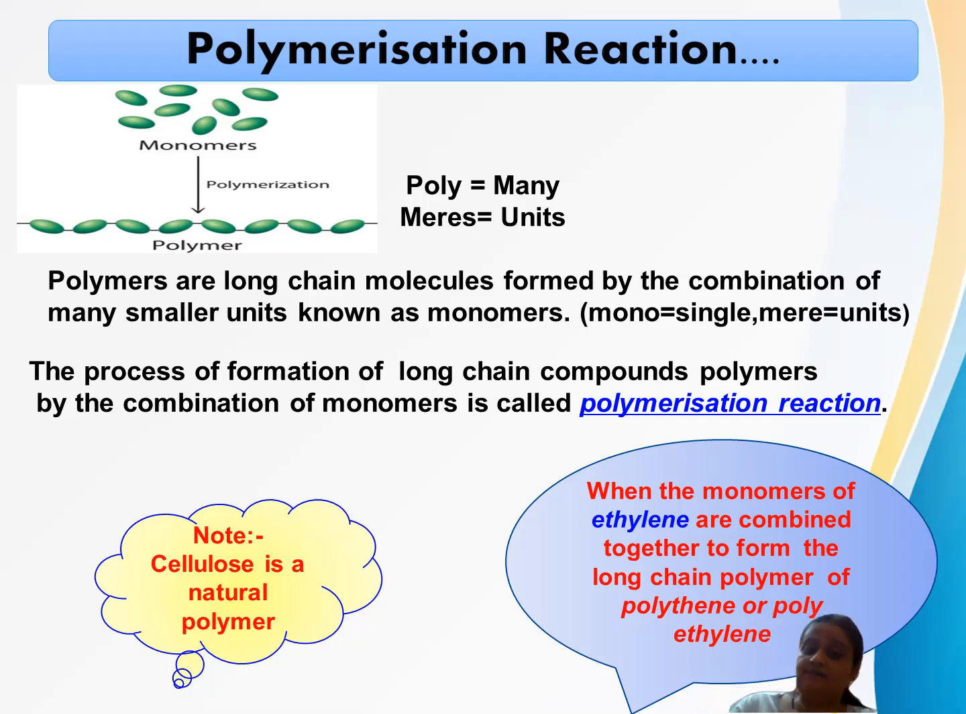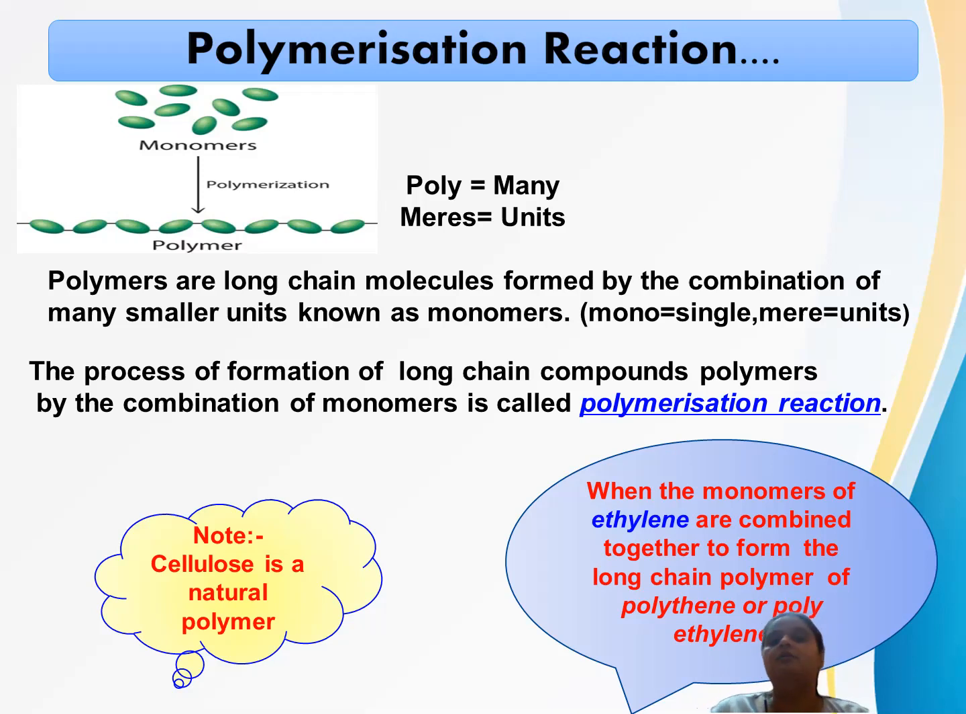The process of making the long chain of polymers by combining these small units called monomers involves a reaction known as the polymerization reaction. For example, cellulose is a natural polymer, and glucose is the monomer used for making it. Cellulose is found in cotton. Cotton is a plant fiber, because we get it from plants, so cellulose is present in plants.